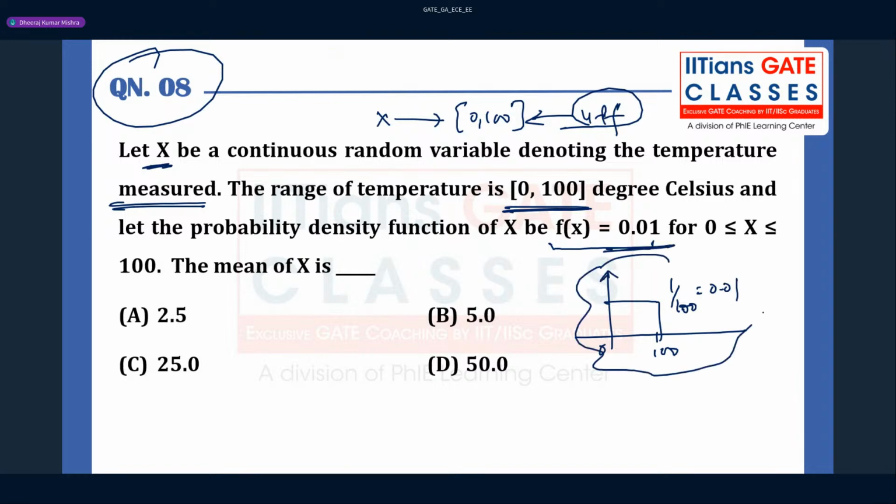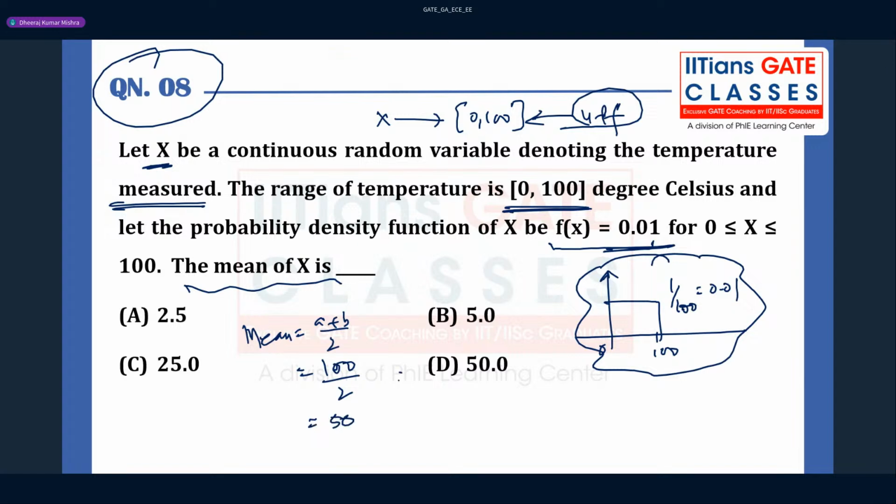If this is a uniform density function, guys, what they are asking is the mean of the random variable. If something is uniform, you know that you have to just find the mean. Mean is nothing but (a plus b) by 2, right? So a is 0 and b is 100, so (0 plus 100) by 2, which is 50.